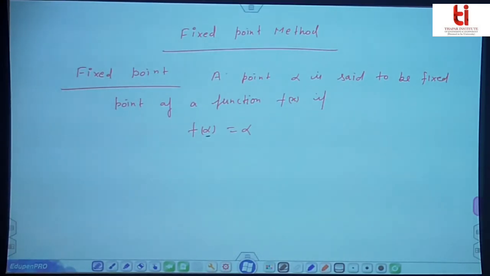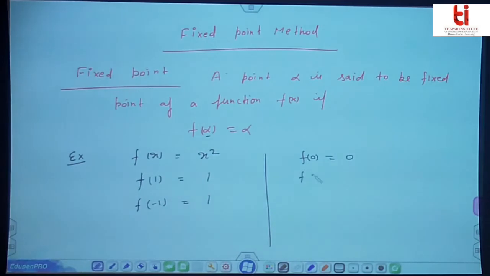For example, f of x equals x square. What is the fixed point of this function? If we check f of 1, it comes out to be 1. F of -1, the function value is 1. F of 0, it is 0. F of 2, it is 4. F of -2, again 4. So what are the fixed points?